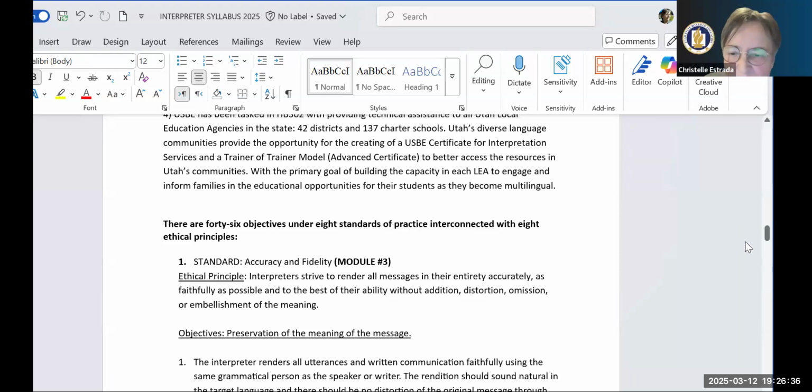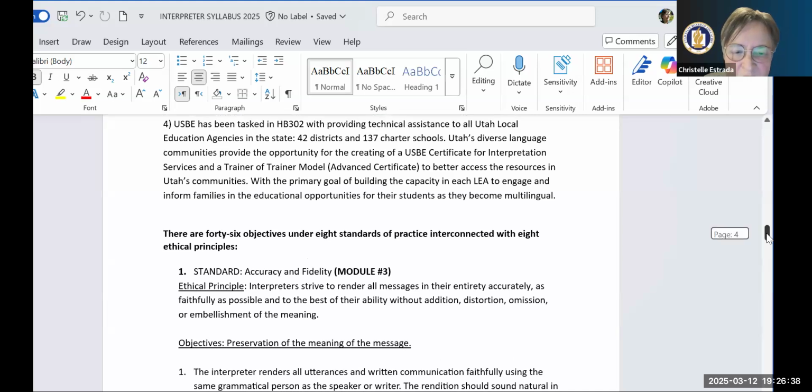Okay, so the way the standards are organized, if you see it, there are 46 objectives under 8 standards. So just 8 standards, and it's interconnected with ethical principles. Now, another word for ethical is kind of moral, which means, instead of doing it the wrong way that has implications for families for misunderstanding, the goal is to learn the professional way to do it and do it the right way. And that's why every standard has an ethical principle.